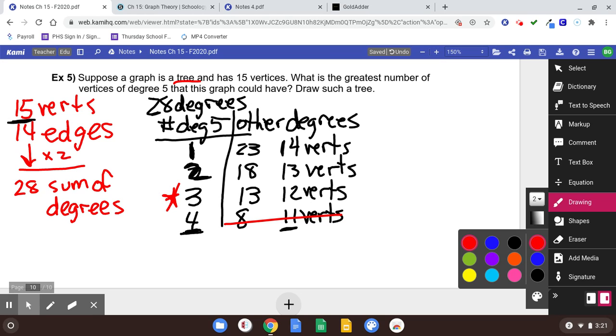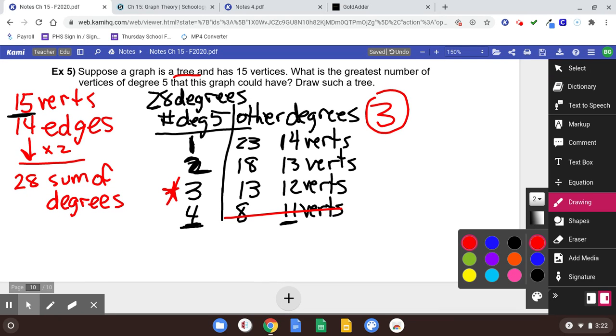So this seems to be the answer. What's the greatest number of vertices of degree 5? Well, there could possibly be 3. And that's going to leave 13 degrees for 12 other vertices. So now we have to try to draw that. Okay. Don't have a whole lot of room, but let's see what we can do.